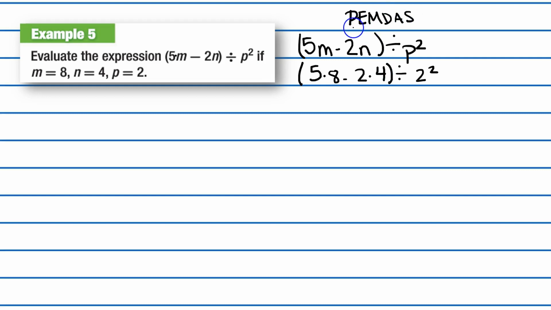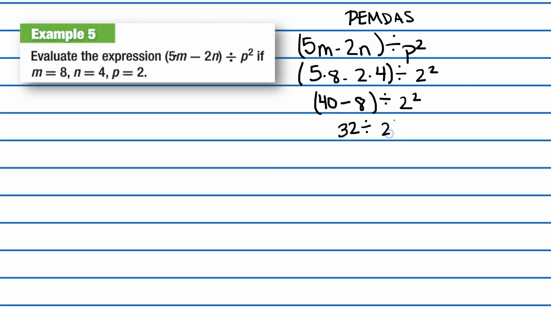Okay, so parentheses. I do have parentheses, and inside my parentheses I have a couple things going on. No exponents, but I do have multiplication, so I need to do those first. So 5 times 8 is 40, minus 2 times 4, which is 8, divided by 2 squared. Inside of here we have subtraction now, so we need to finish the parentheses first. So 40 minus 8 is 32.